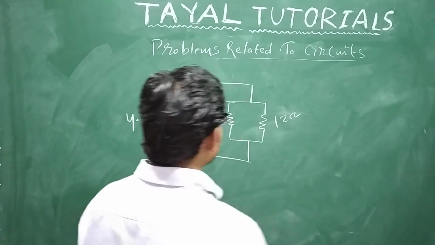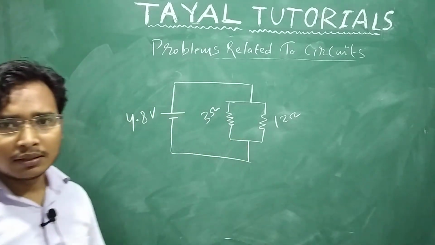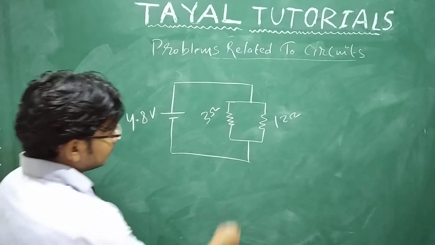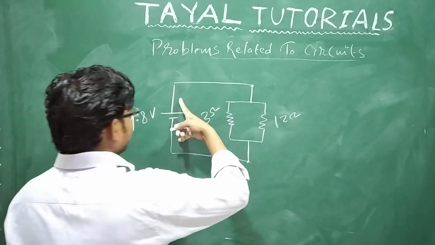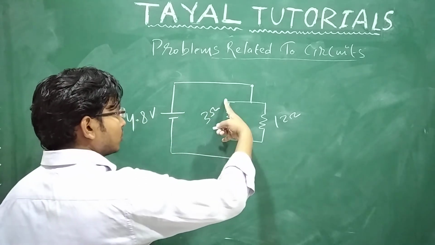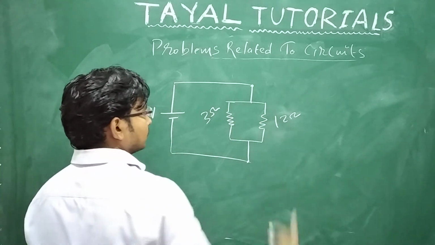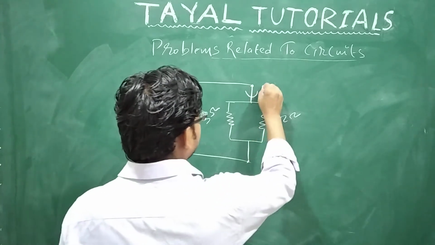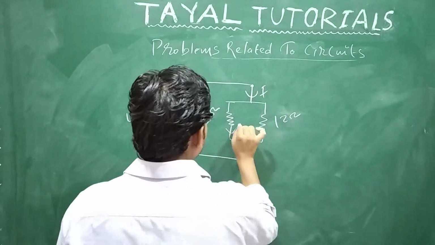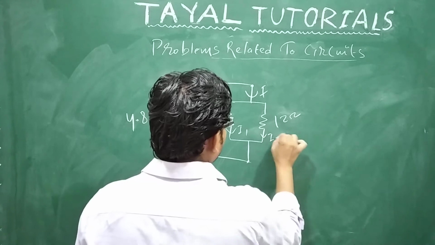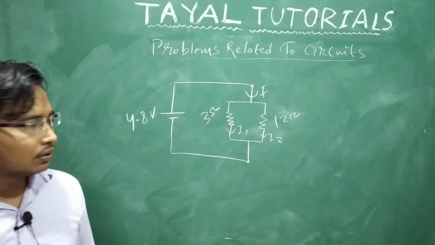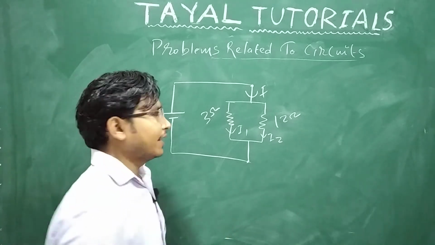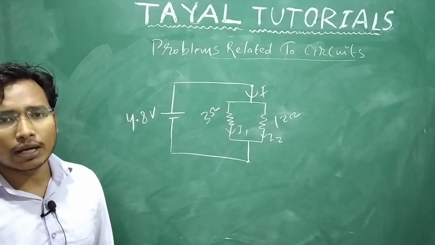Now you can easily say these two resistances are in parallel. Why is this in parallel? See, this is a node, this is a node, the voltage 4.8 is across 3 ohm and 12 ohm, and the current is getting divided, let's say current I, and this current is I1 and this current is I2. So these two are in parallel. To get the R equivalent of these two in parallel, you can simply apply that formula: R equivalent is equal to R1 into R2 divided by R1 plus R2.